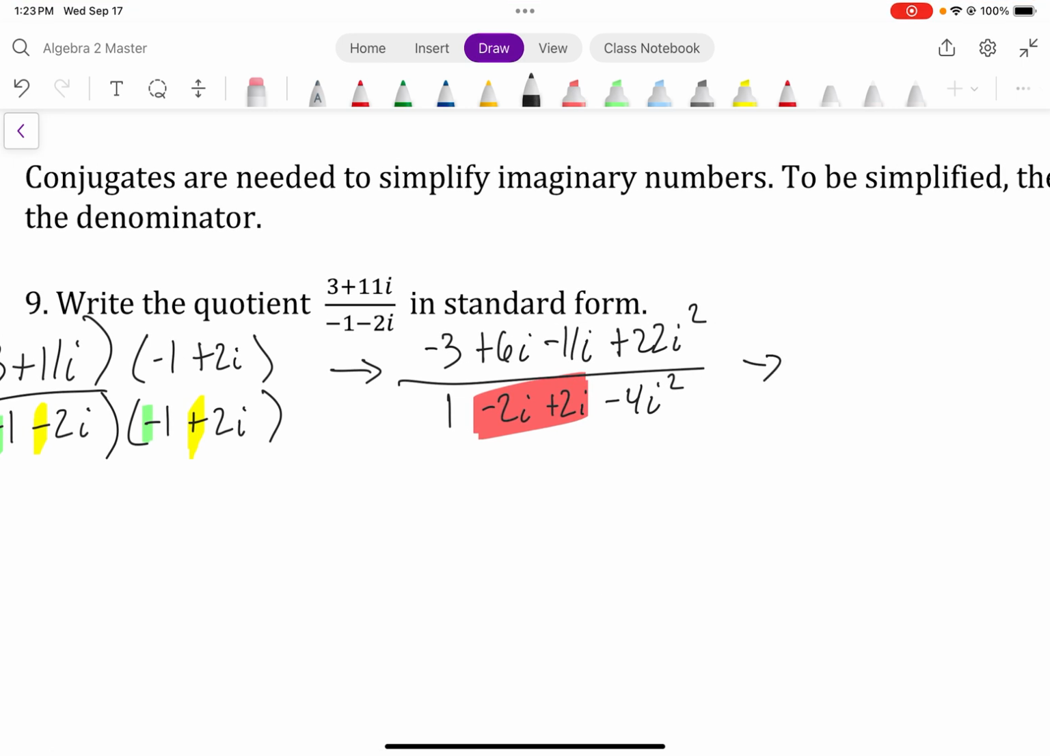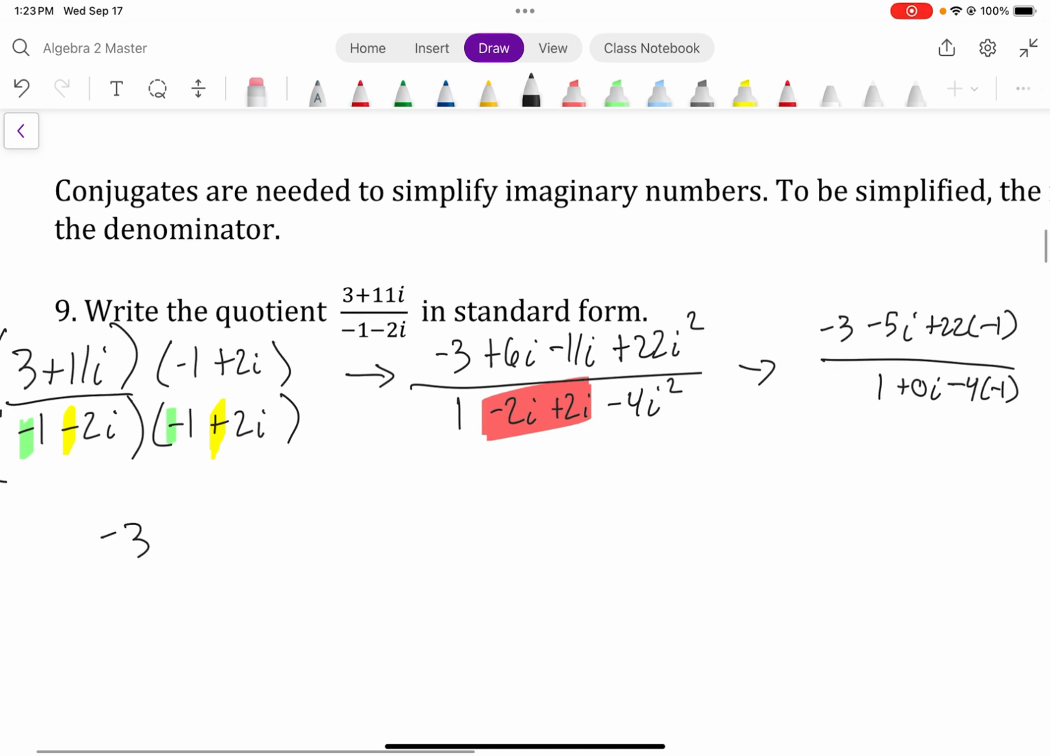On the top, I have a little simplifying to do. 6i minus 11i is minus 5i plus 22 times -1. But on the bottom, I'm going to have 1 plus 0i. I'll write that just for demonstration purposes. Minus 4 times -1. Again, i squared being -1 is going to be very important because now I have -3 minus 5i minus 22 on the top from the 22 times -1. And on the bottom, I have 1 plus 4.